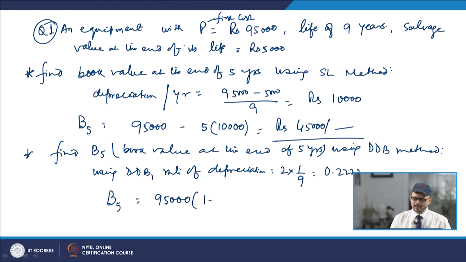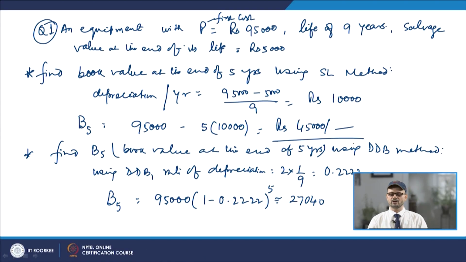When we calculate the book value, it will be the first cost of the asset, 95,000, times (1 minus alpha), that is (1 minus 0.2222), raised to the power 5. This is how you calculate the book value of the asset, and it will be close to 27,040. That way you calculate the book value using the double declining method of depreciation.